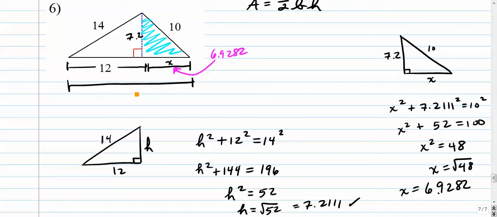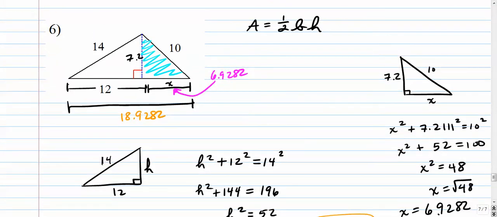The whole base is 18.9282. I added 12 and 6.9282. And the height is, we want to use this one, it's a little bit more precise than just 7.2. So here we go. We'll bring it all together in a nice, neat answer. Area is 1/2 times 18.9282 times 7.2111. And we will just put that into our calculators and see what we get.